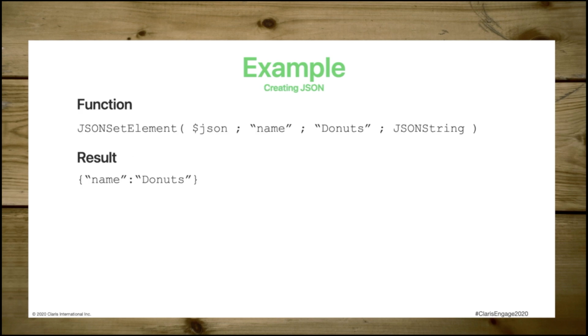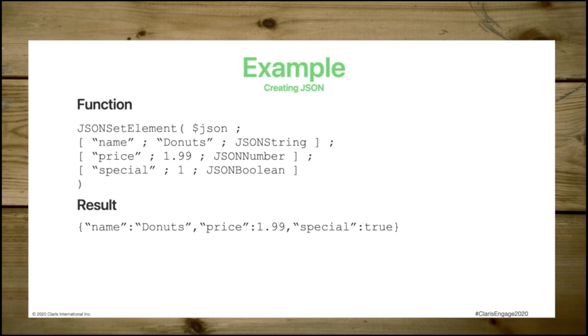But let's start with looking at how to create JSON. Let's say we want to make that name and donuts JSON. We have our variable $JSON. This time the variable would have nothing in it, because if it did have JSON, that would be editing JSON. And if it had something else that isn't JSON, it might create an error when going through a function or have a value of nothing. But we can see that it has name and donuts as the name value pair, and JSON string that coordinates with donuts, that is a string. And of course it gives the result of an object with name and donuts as the name value pair.